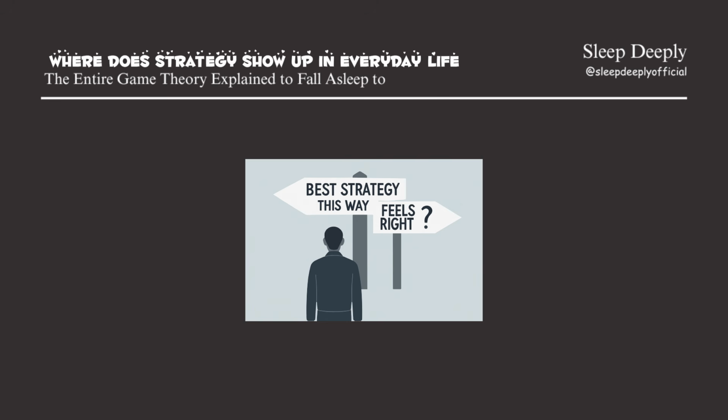Relationships run on similar logic. Deciding when to apologize, when to push back, or when to let something slide often comes down to anticipating how the other person will react. Too much force risks damaging trust. Too much passivity can create imbalance. Over time, people learn this balance, blending strategy with emotion to keep connections stable.